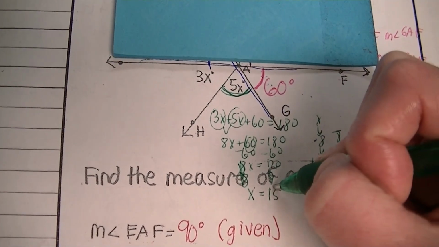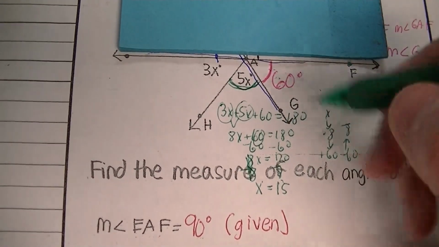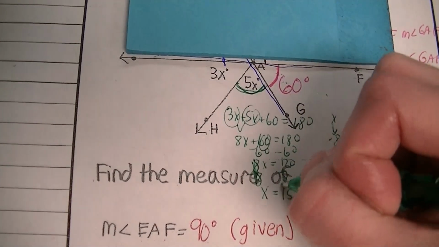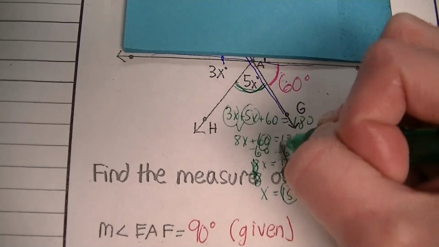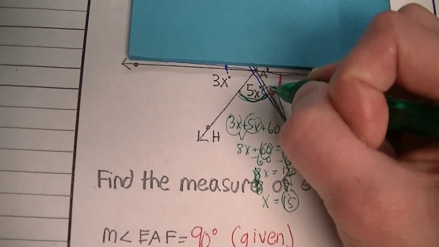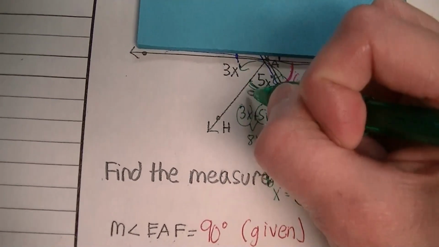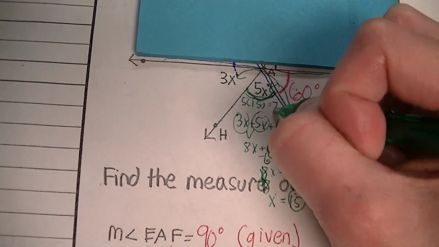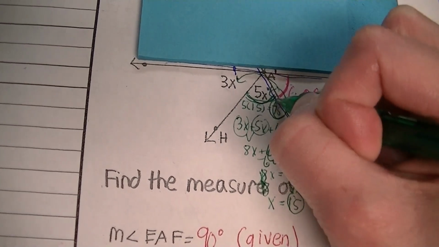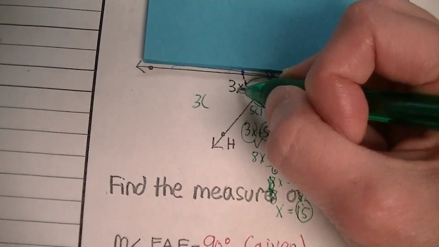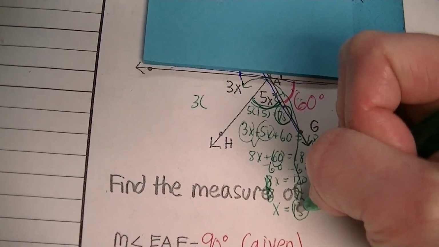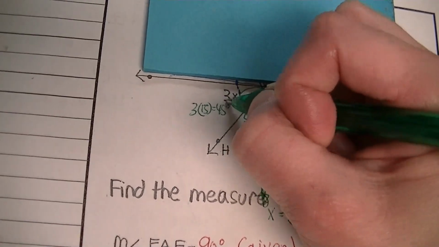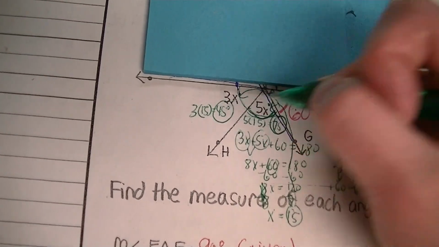Okay, you're not done. Put it back up in there. Substitute it back in. Right there and right there, okay? So 5 times 15 is 75. So this angle is 75 degrees. And then 3, because it's the same variable, so it's the same value, 3 times 15 is 45 degrees. So that's the value for that angle measurement right there, okay?